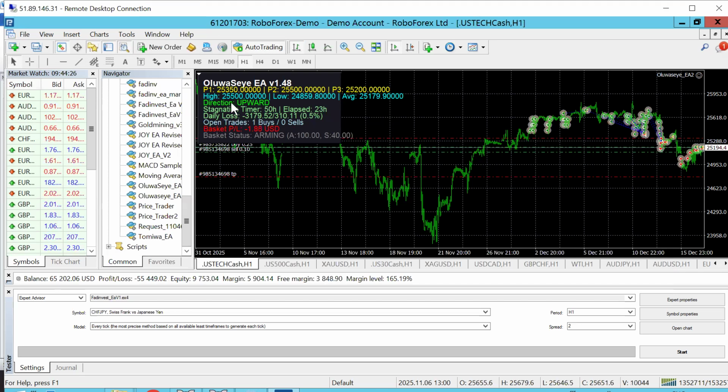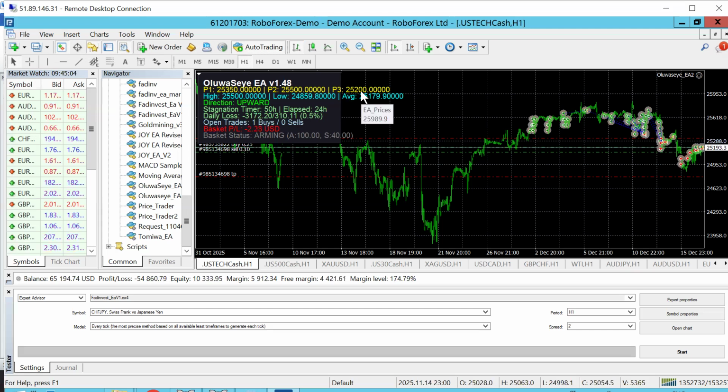Okay. So if you look, the highest price here is 25,500, which is in line with P2. So which means the market has not gone upwards above our starting position. If you look, our low is 24,859, which is below the lowest of these three. Our lowest is 25,200, as you can see here, but our low currently is 24,859, which brings our average to 25,179. So what this means is that we are locking the market up between 25,200 and 25,179.